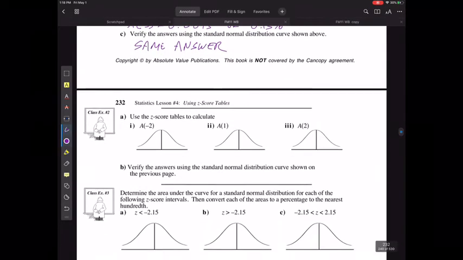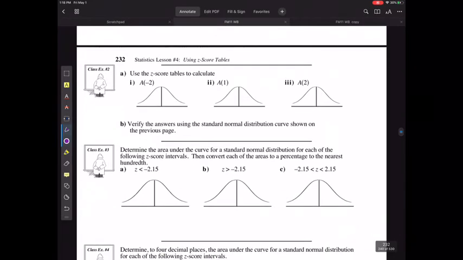Let's take a look at example 2. We're going to use the z-score table to calculate the area to the left of -2, to the left of +1, and to the left of +2. We're going to do the same thing. We're going to call this -2, and I want the area filled in to the left of there. We're going to say that this is +1, and we're solving for the area to the left of there. And we're going to say that this is +2, and we're solving for the area to the left of there.